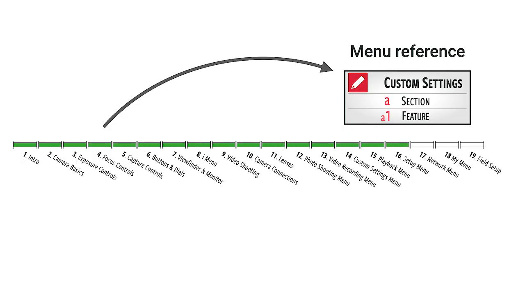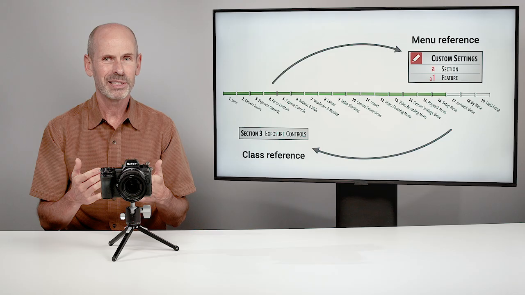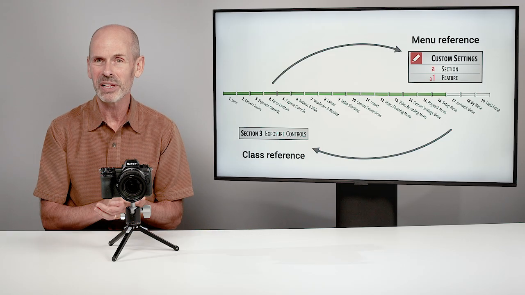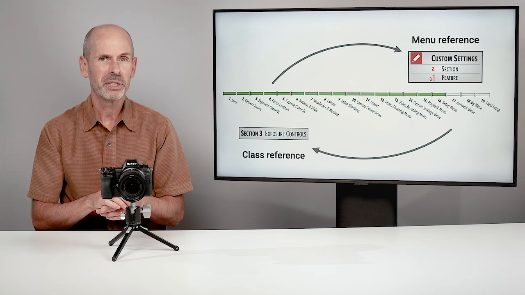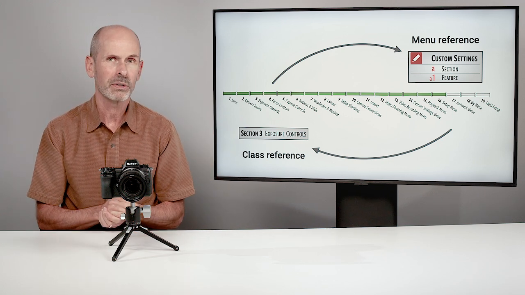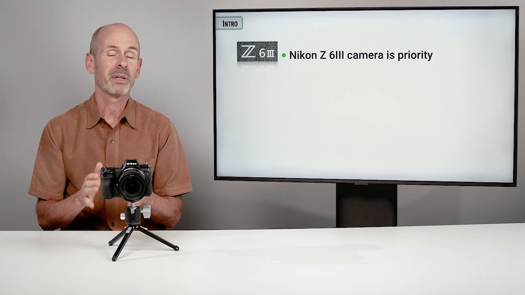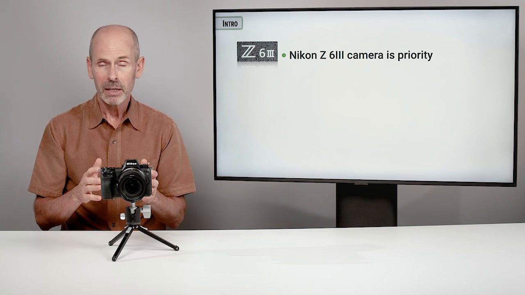Now, as we get to the later stages of the class, I might be referring back to earlier sections of the class where I more fully explained a particular topic. I try not to explain myself twice in this class, and so if I need to talk about a particular topic twice, I usually do the more thorough discussing of it earlier on in the class. Now, of course, as you might guess, this class is about the Nikon Z6III.